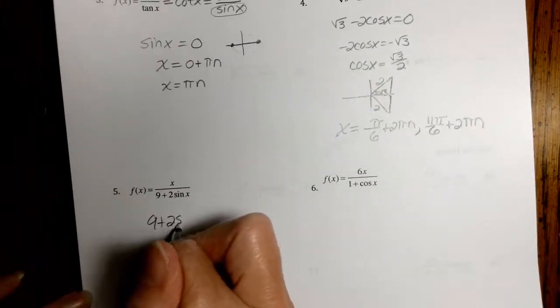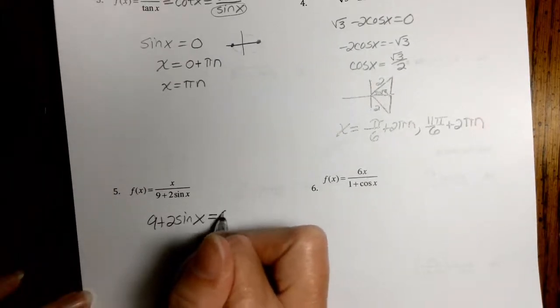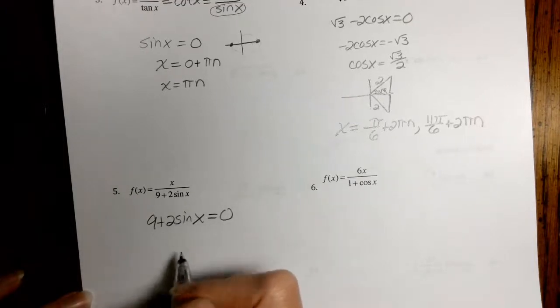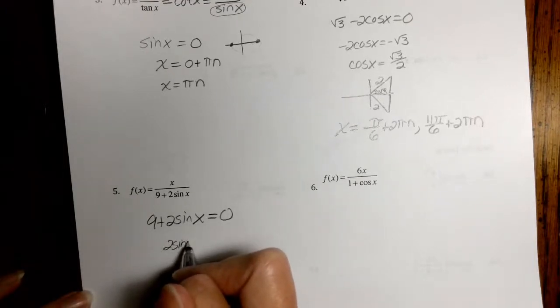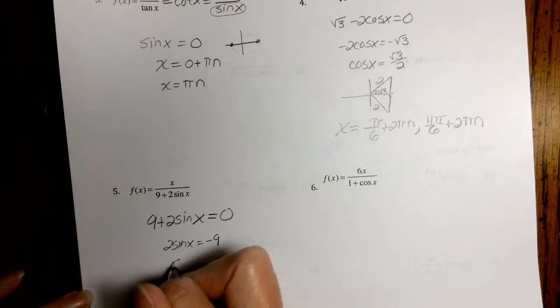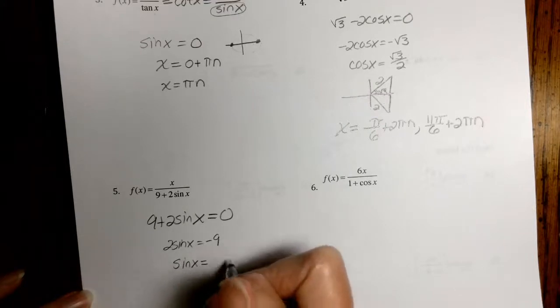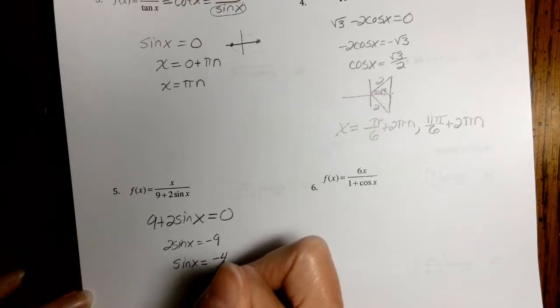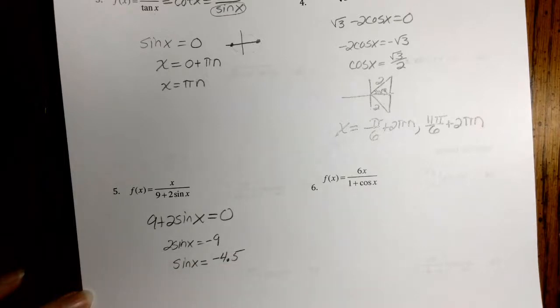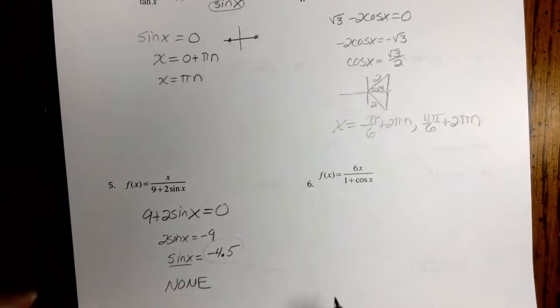9 plus 2 sine x is equal to 0. I get 2 sine x equaling -9. Sine of x is equal to -9/2 or -4.5. A sine curve normally fluctuates between a 1 and a -1. It's never reaching that value, so we don't have any discontinuities on this graph.